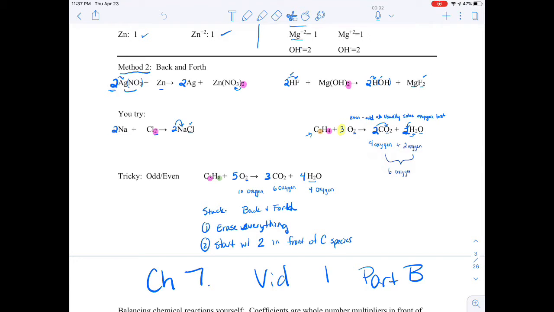And I had a little hint on the combustion reactions. If you start going back and forth on the combustions here, if you end up feeling like you just keep cycling around the equation, erase everything and put a 2 in front there. These didn't need it, but that's my suggestion, is to put a 2 in front right there.